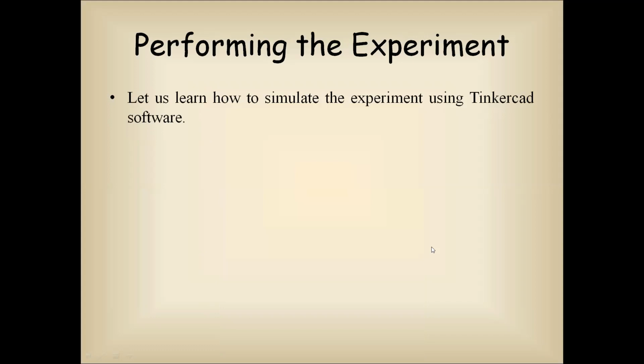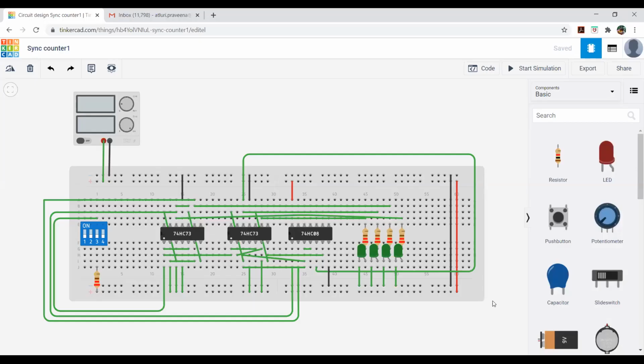Now let us see how we perform this particular experiment using Tinkercad. This is the experimental setup which I have already shown you. Here, through the dip switch, I am going to apply the clock to all the flip-flops in my circuit. Now let me start the simulation. Initially, if you observe, the outputs across the LEDs are zeros. Now when I apply the clock, your clock should have edges, that means either a 0 to 1 or a 1 to 0 transition.